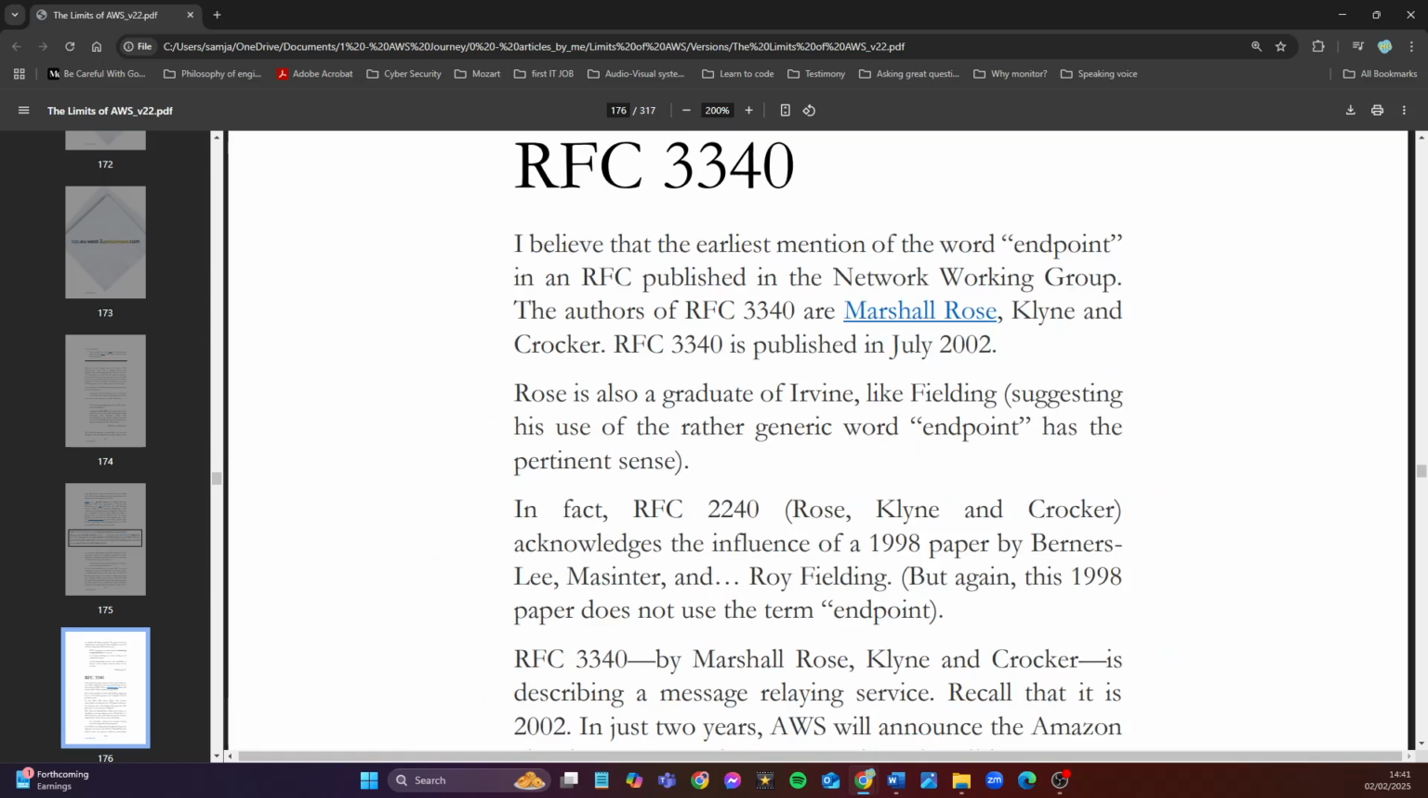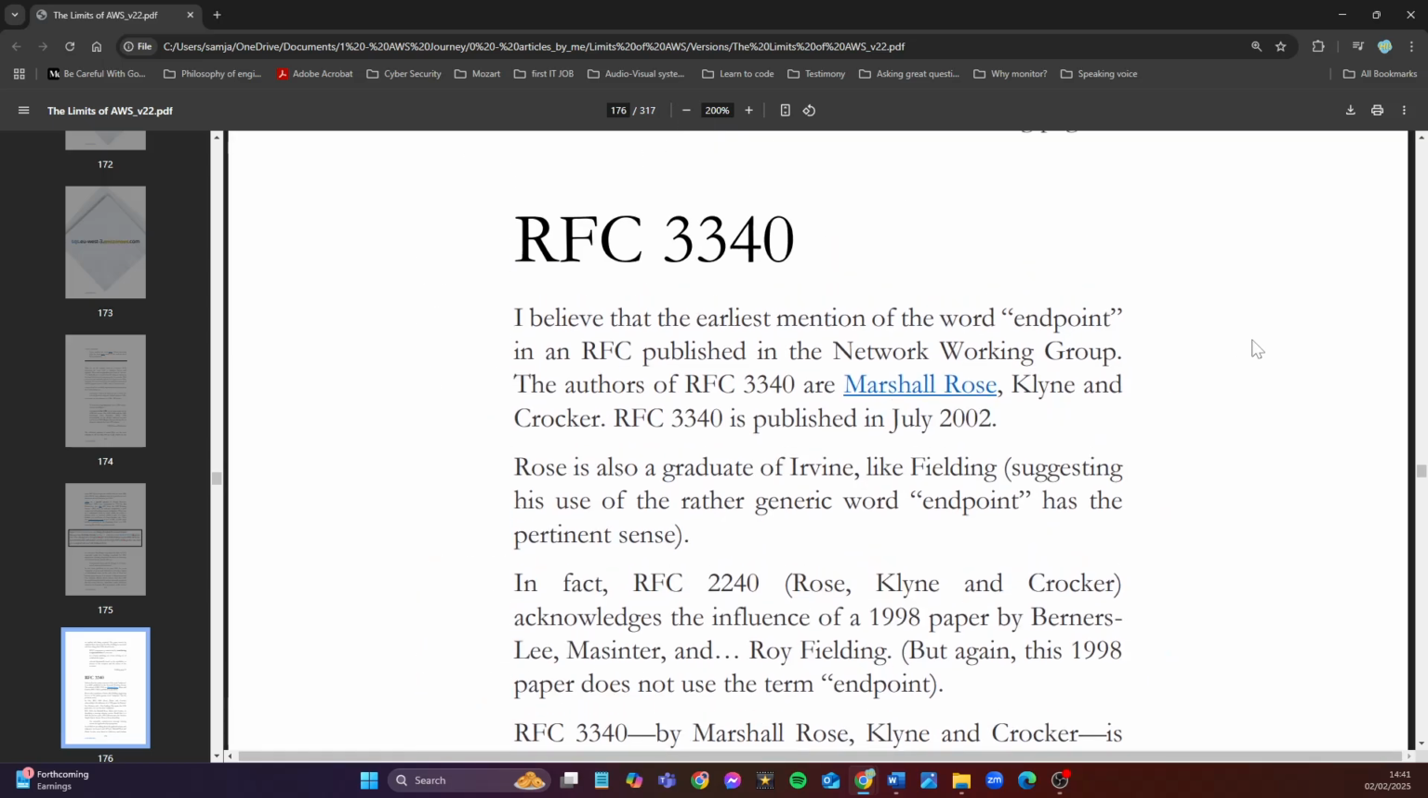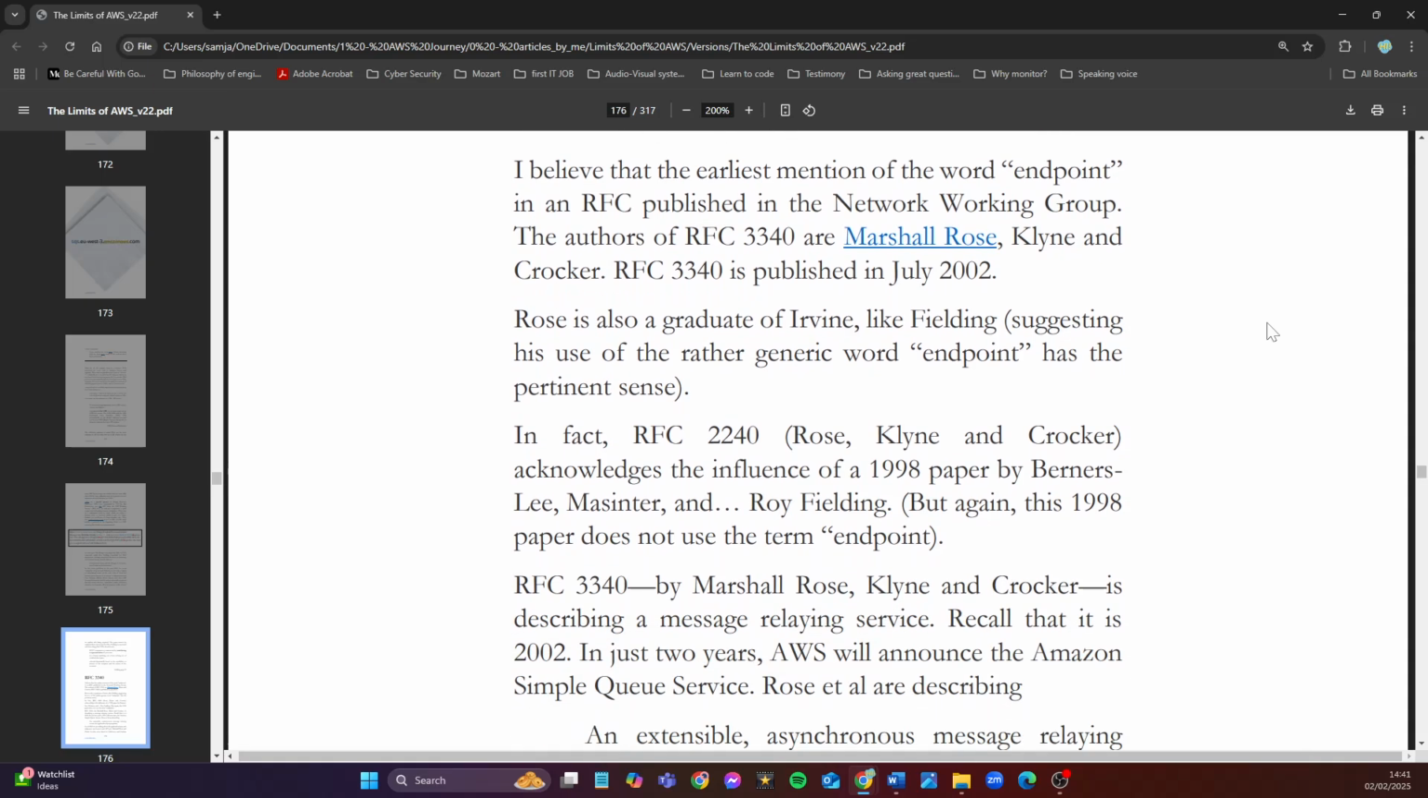RFC 3340. I believe that the earliest mention of the word endpoint is in an RFC published in the Network Working Group. The authors of RFC 3340 are Marshall, Rose, Klein and Crocker. RFC 3340 is published in July of 2002, 2 years after Roy Fielding publishes his thesis. Rose is also a graduate of Irvine, like Fielding, suggesting that his use of the rather generic word endpoint has the pertinent sense.